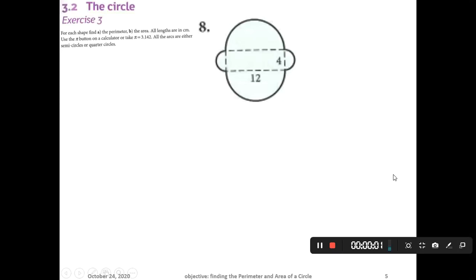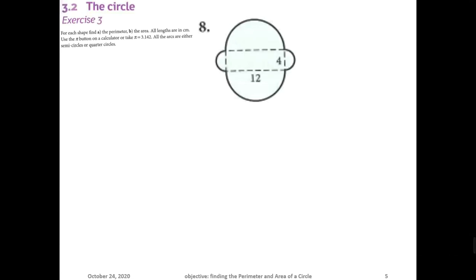Welcome to the fourth video of calculating the parameter of two-dimensional objects that include circles. As you can see here, and as I explained in the previous video, we are calculating the parameter of this shape. So if you analyze this shape, we have two big semicircles.